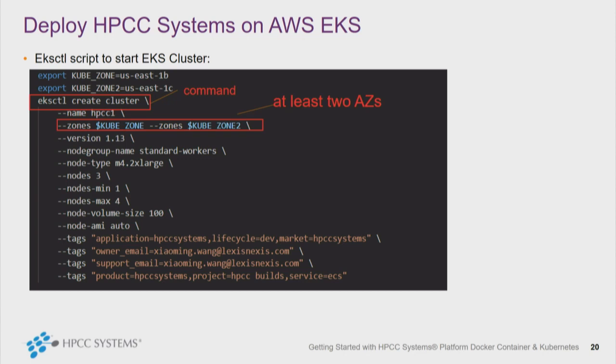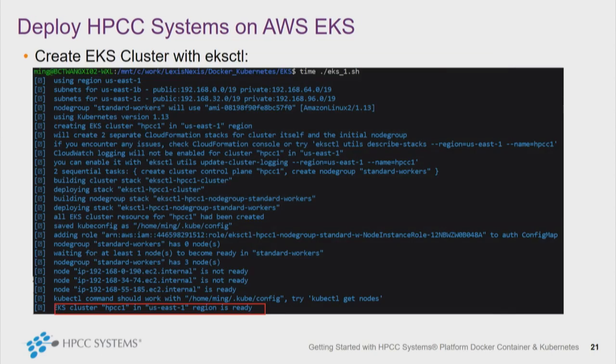For example, you pick 2 zones. That's required if you have 2 or more nodes. And then how many nodes you want, basically how big your cluster is. So you run that script, and you will see at the bottom, when it's ready, that the cluster you created is ready.